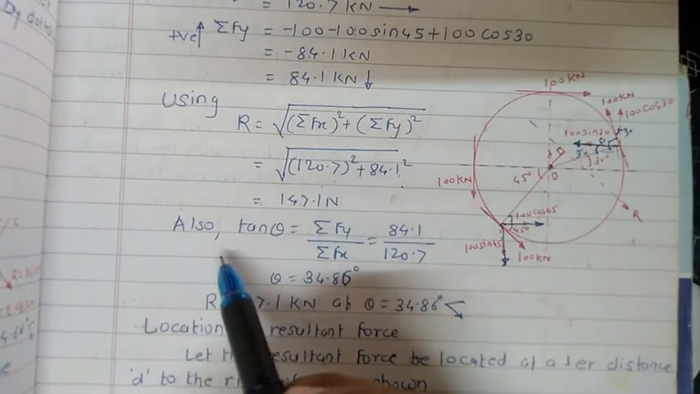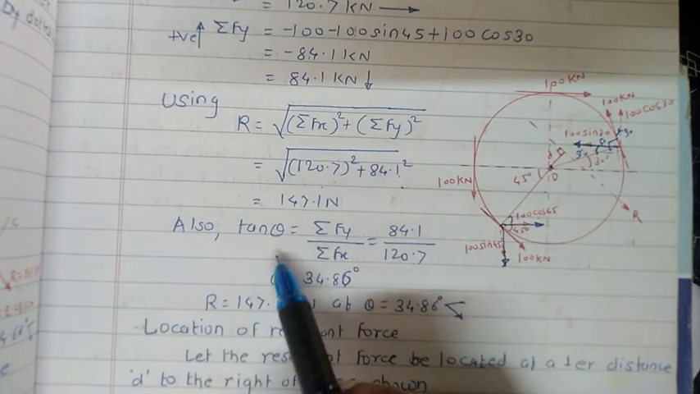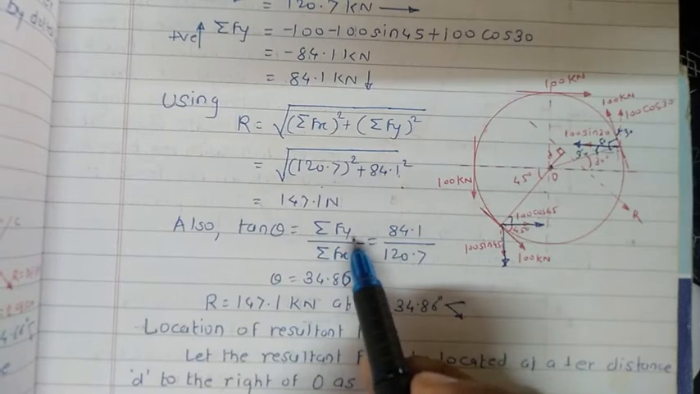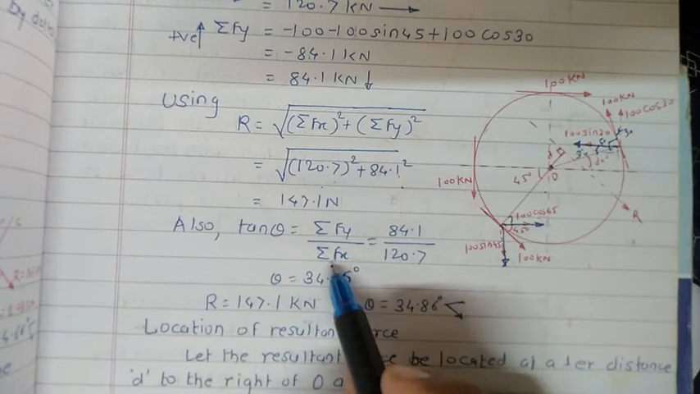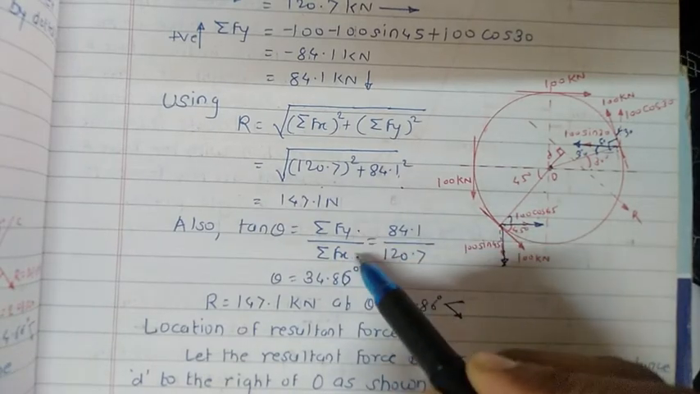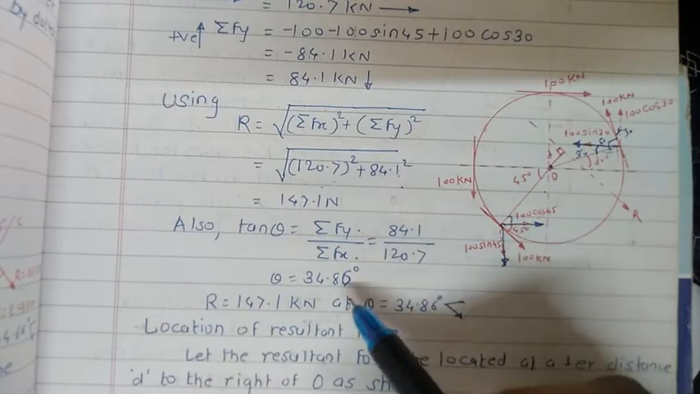Then get the inclination made by that R with the x-axis. Okay, so for that we know this formula, summation of all the forces along the vertical direction divided by summation of all the forces along the horizontal direction equals to, we know the magnitude for this one, we know the magnitude for this one. It is not necessary to give the minus sign here, only get the value for the same.